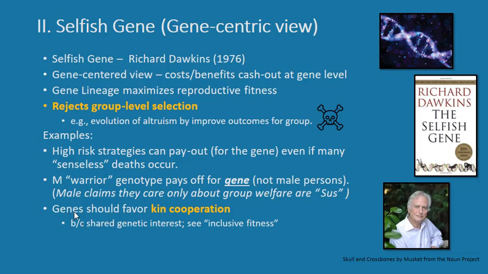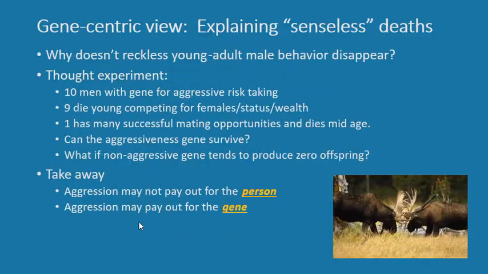Okay, and another implication of this is that genes should favor kin cooperation. In other words, because we share genetic material with our genetic relatives, the genes benefit if we can promote their survival. So we can see genes being selected for acting altruistically towards kin because of this phenomenon of inclusive fitness. We'll talk more about that later, but it comes out of this gene-centric view.